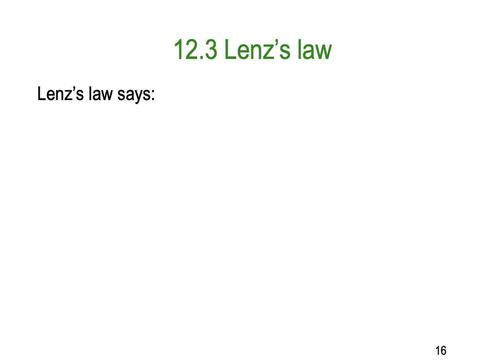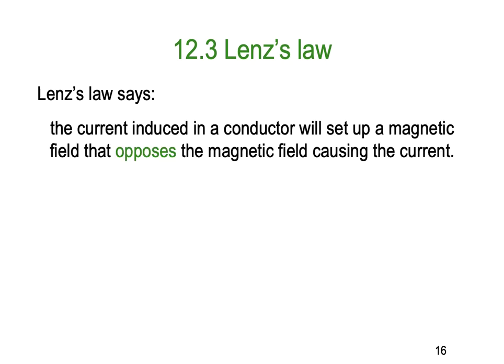So we now move on to 12.3, Lenz's law. So let's look at what Lenz's law states. The current induced in a conductor will set up a magnetic field that opposes the magnetic field that causes the current. It's very hard sometimes to get your head around that, so I'll say it again. This is Lenz's law. The current induced in a conductor will set up a magnetic field, and that field opposes the magnetic field that caused the current in the first place.